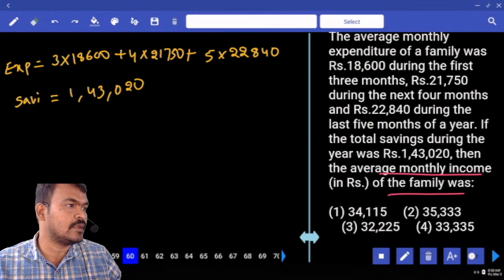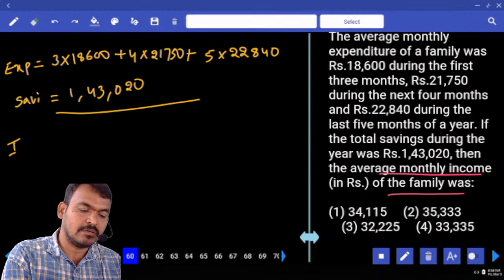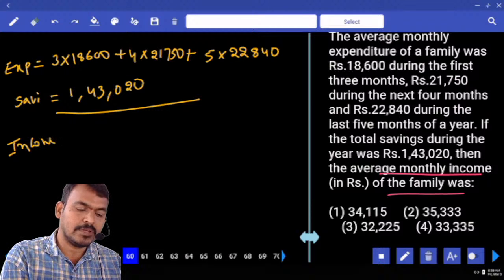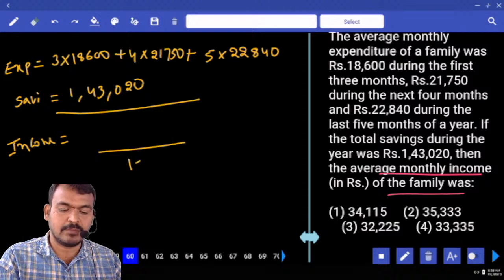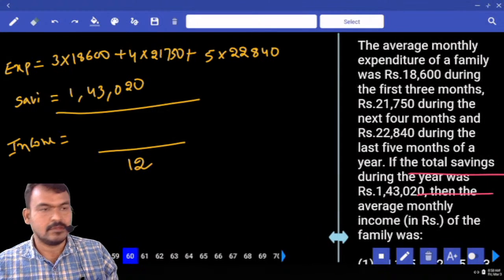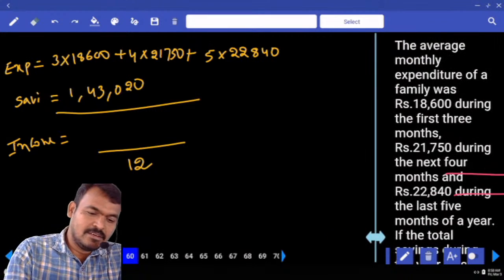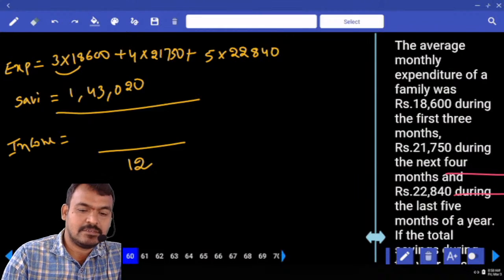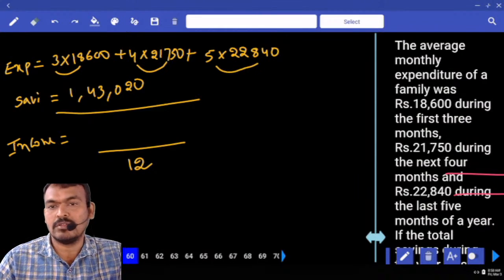We require the monthly income of the family. These two are adding, we get the income, but that is the annual income. But we require the average, meaning divide by 12. Solve it and the answer will come, I think. 3 into 18,600, 4 into 21,750 plus 5 into 22,840.